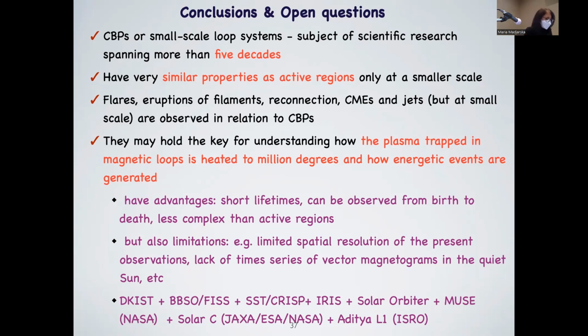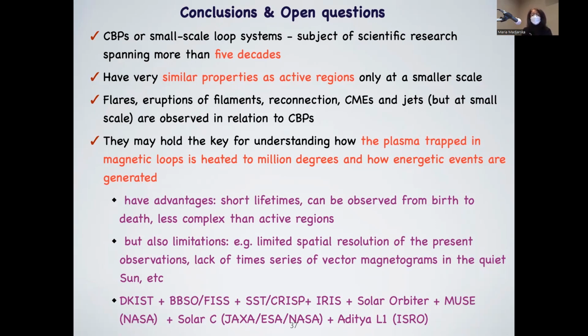So why are they important? One of the reasons is that they may help us understand how plasma trapped in magnetic loops is heated to 1,000,000 degrees, and how energetic events are generated. Why? Because there is one advantage compared to active regions. Most of them are very simple, while the active regions are extremely complex.